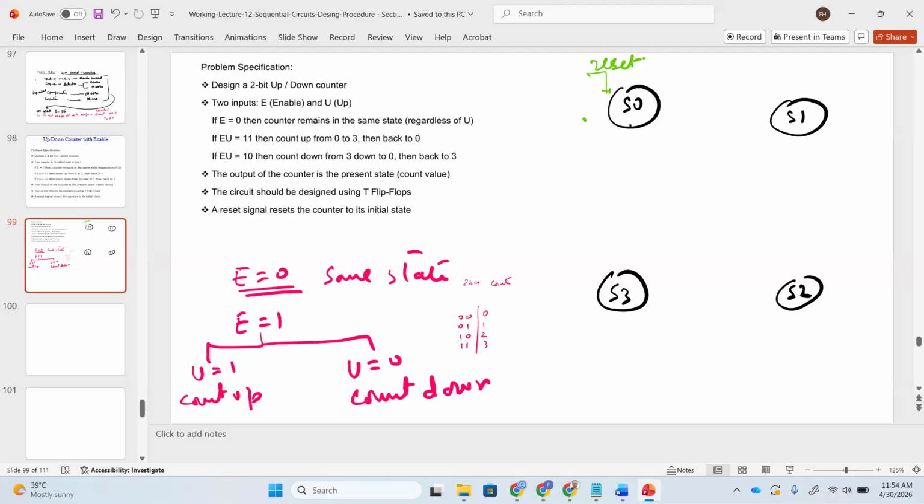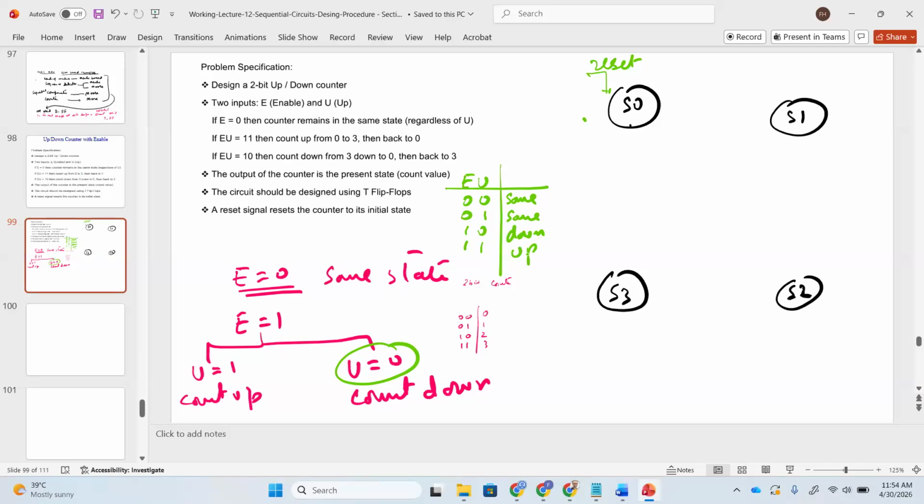Okay, now I am in state S0. There are two inputs, E and U: 00, 01, 10, 11. 00 means same state. 01 same state. 10 means down. 11 means up. Any question? Clear or not clear? Clear.